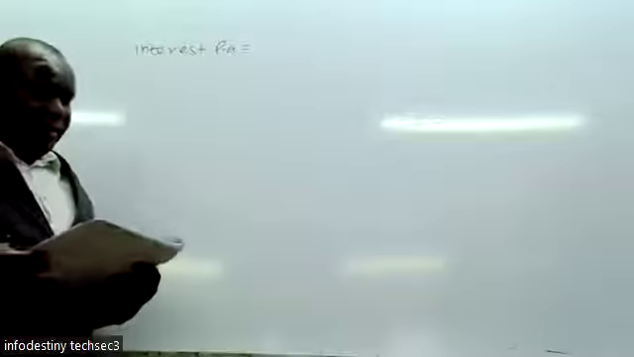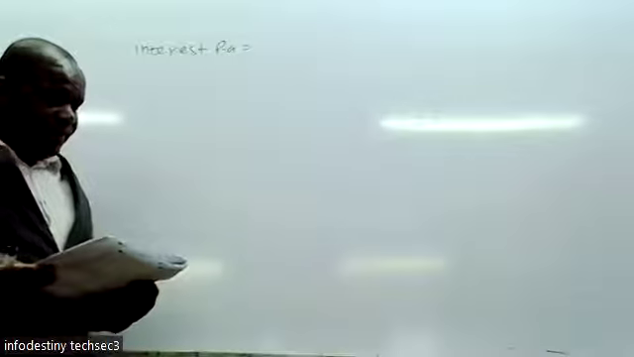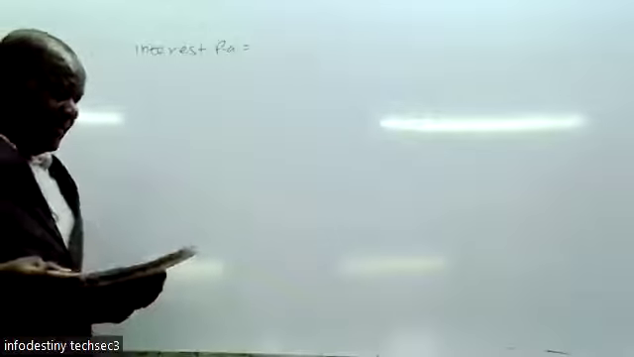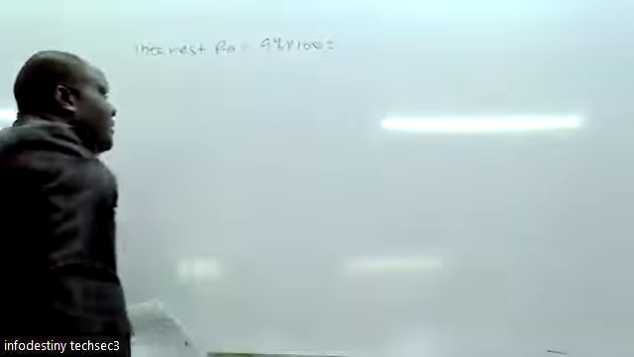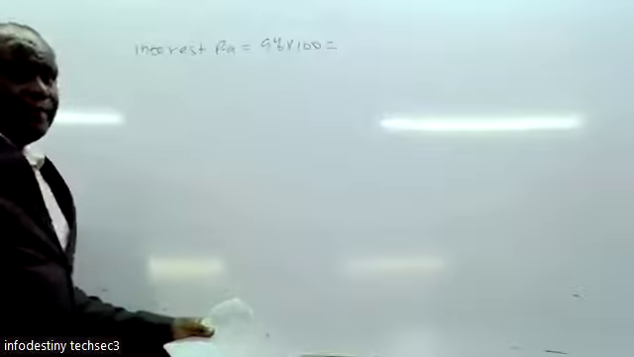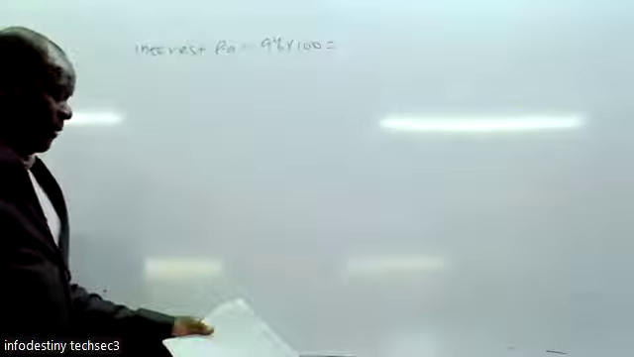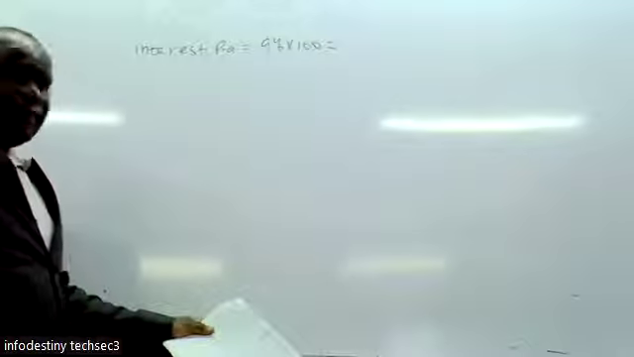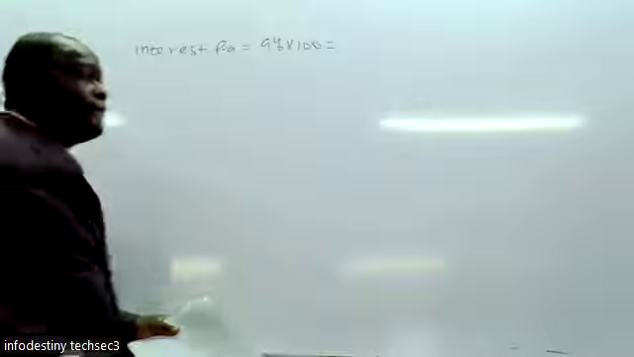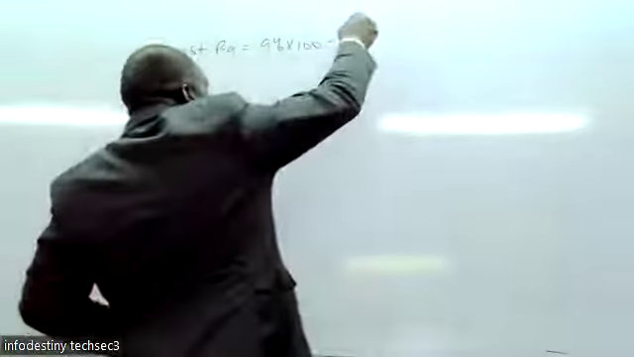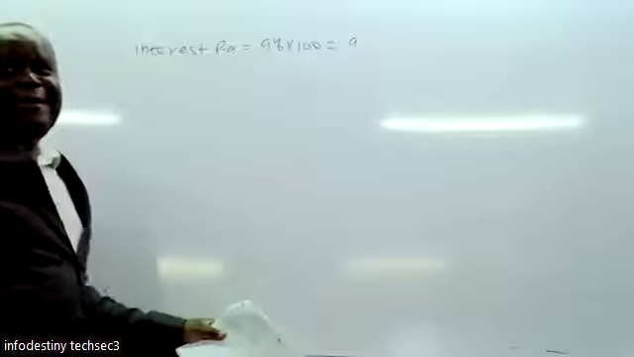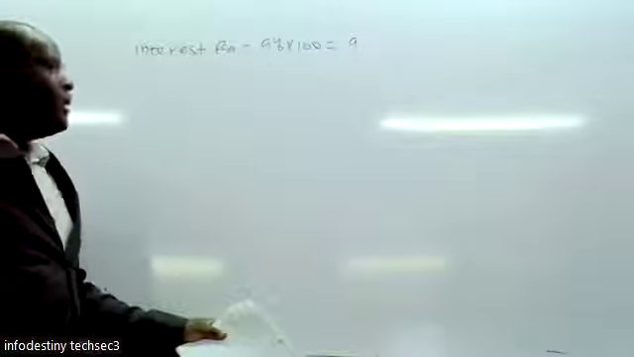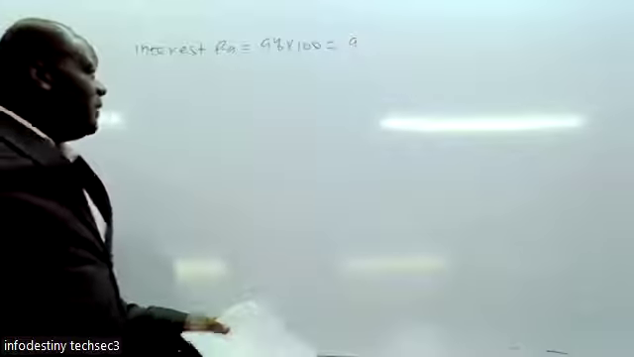So what percent was the interest rate given to us? 9%. The par value is 100. So what is 9% of 100? 9 or 90? Should be 9. Yeah. So that should give you interest per annum.